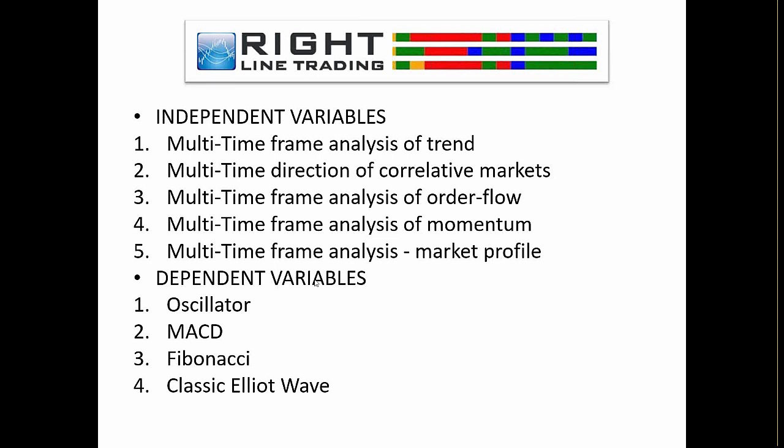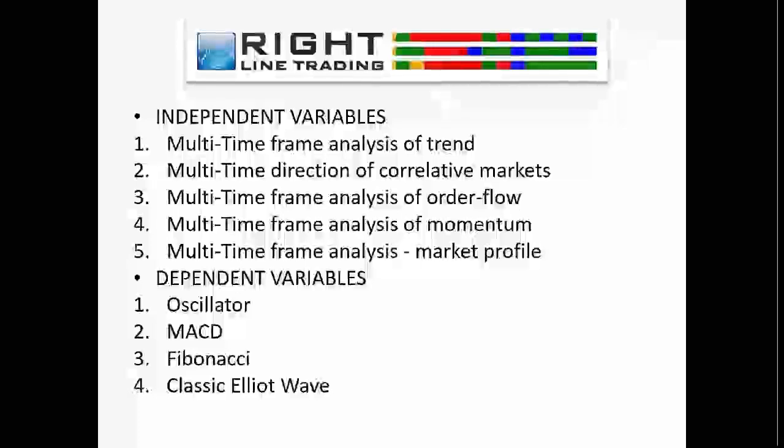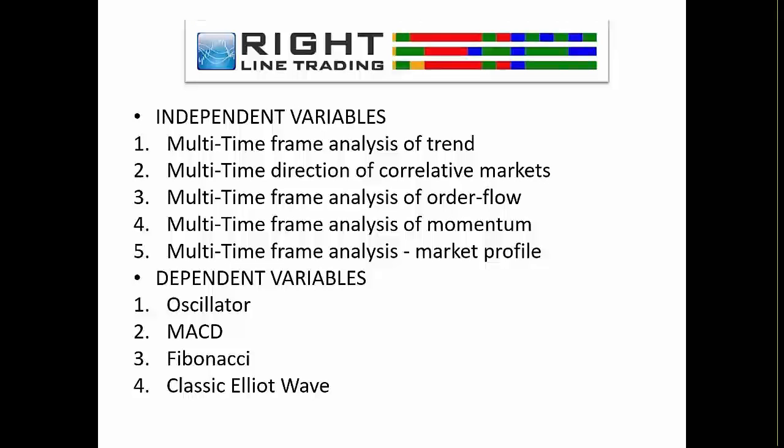Dependent variables, i.e. variables that are moved by the first five and only confound your trading and make it worse, are oscillators, MACD, Fibonacci, classic Elliott wave. They will not get you into a trade and they will not increase your trading precision. The positive predictive value of getting a successful trading entry will only degrade if you try to take these signals as they assimilate data from your trading chart price.